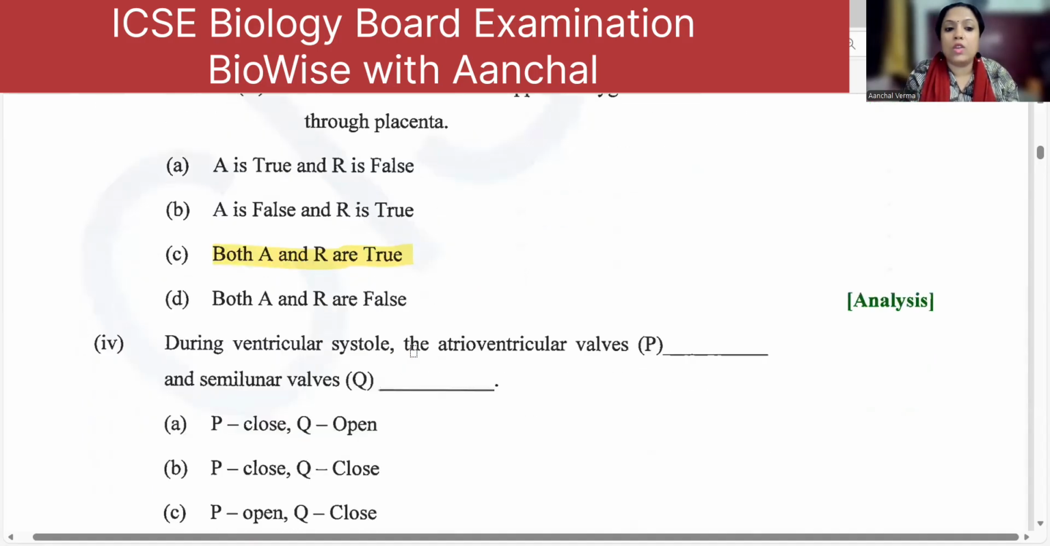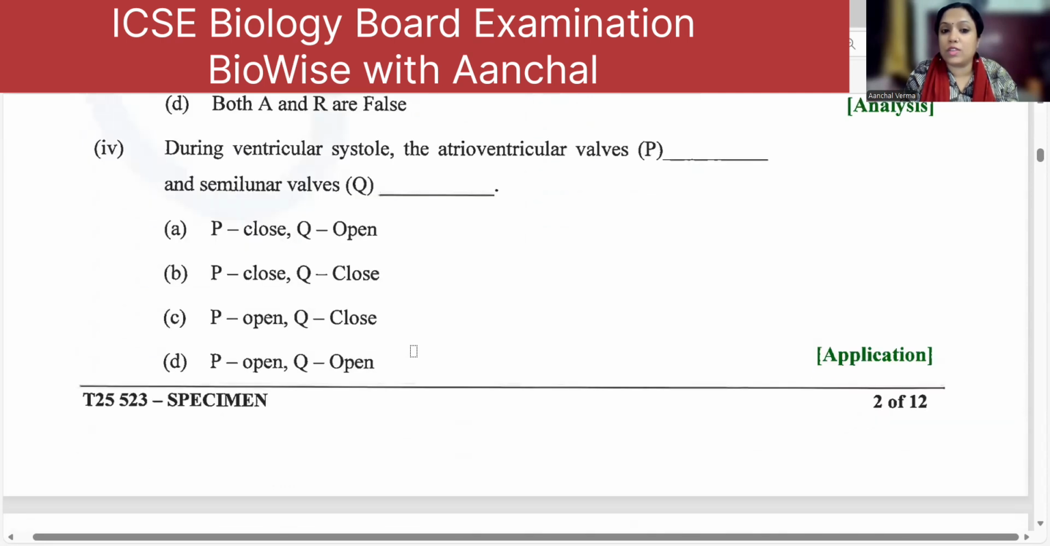Okay. During the ventricular systole, that is when the heart contracts, the atrioventricular valve P and the semilunar valve Q. So what happens during ventricular systole? The blood is pumped into the aorta and the pulmonary artery. That time the semilunar valve should be open and the atrioventricular valve should be closed. So P closes and Q opens. P closes and Q opens. This is the right answer. Very good.